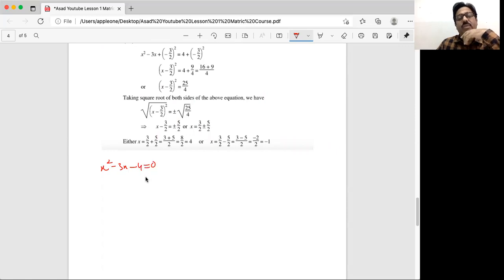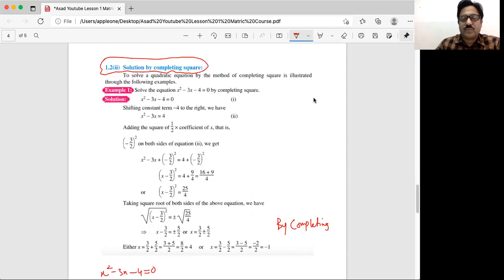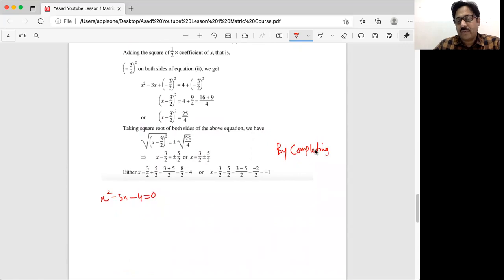Now, in this, by completing the square. What is the meaning of by completing the square? And what is this method? How do we do this question using this method? Very simple thing, not difficult. You just need to understand it. Okay, look, what is the coefficient of x here?